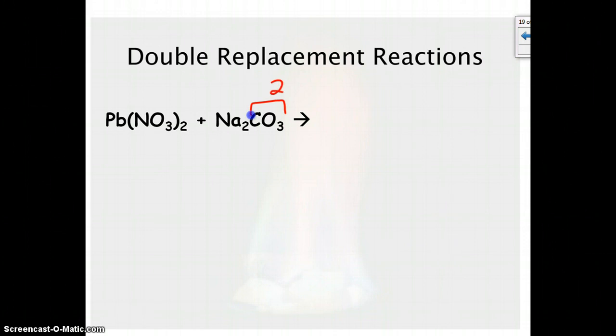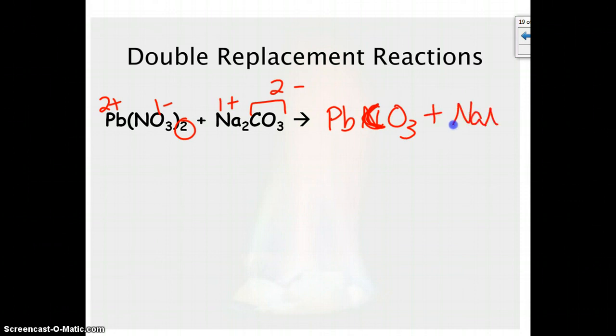All right, this one looks intimidating because it has 2 polyatomics, but as long as you label their charges, you should be good. That lead is 2 plus because of that 2. So we're going to swap the positives, so you get Pb 2 plus and CO3 2 minus, so those 2 plus 2 minus cancel out, and then you get the NaNO3. Then you will need to balance the equation.